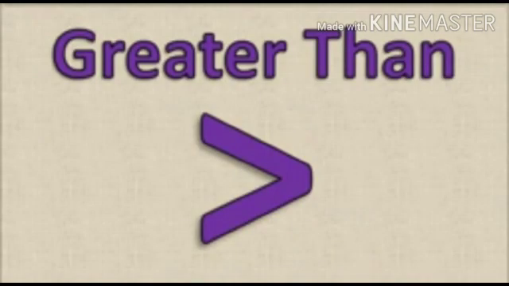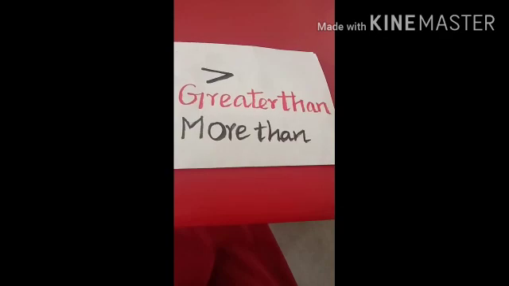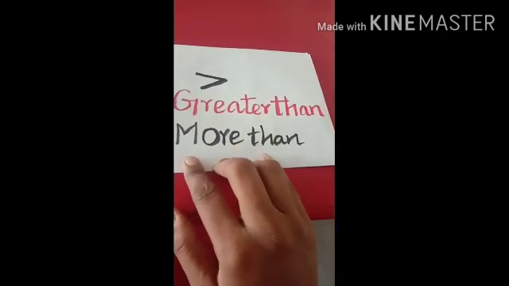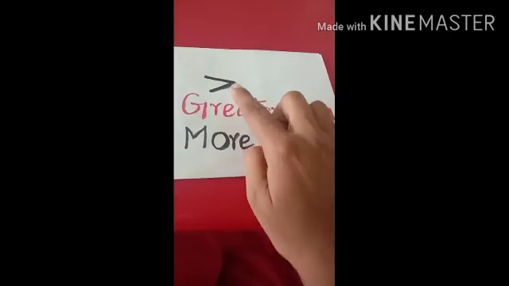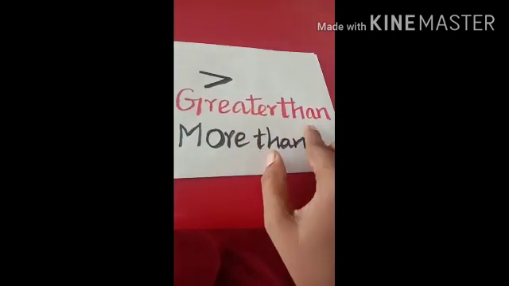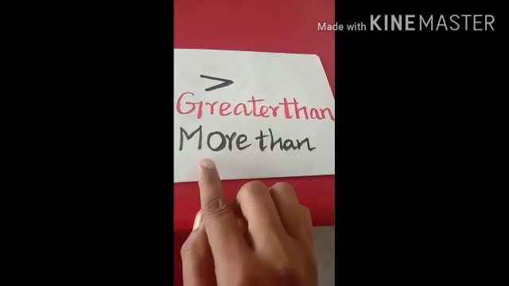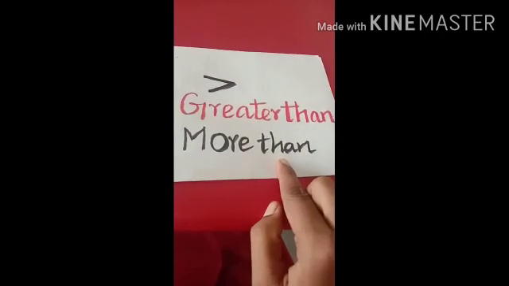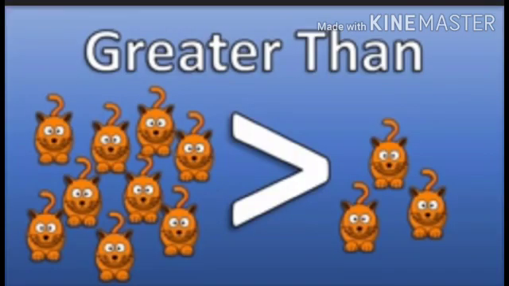Now greater than sign. This is opposite to the less than sign. Here you can see the greater than sign. It is called as greater than sign. It is also called as more than sign. Here with the objects we are going to compare. Left side we got 9 cats. And the right side we got 3 cats. So how to compare? 9 is greater than 3.